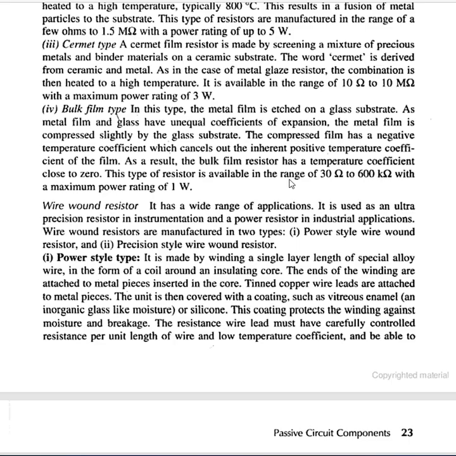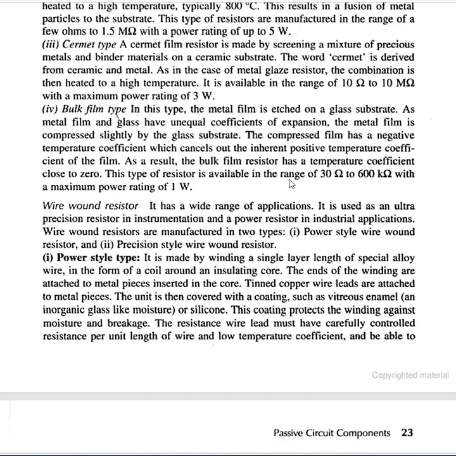Power style wire wound resistor. It is made by winding a single layer length of special alloy wire in the form of a coil around an insulating core. The ends of the winding are attached to metal pieces inserted in the core. Tinned copper wire leads are attached to the metal pieces. The unit is then covered with a coating such as vitreous enamel, an inorganic glass-like material, or silicone. This coating protects the winding against moisture and breakage.